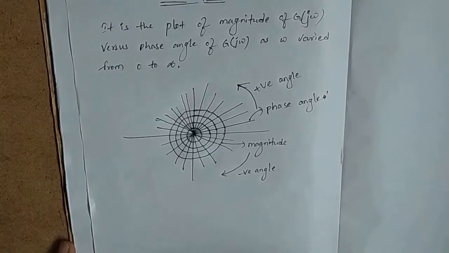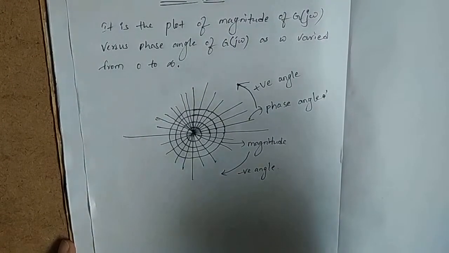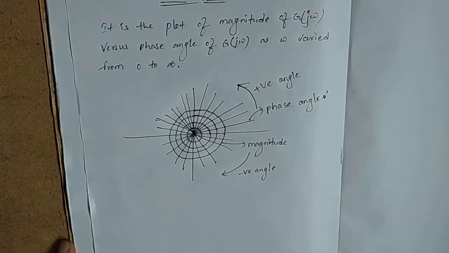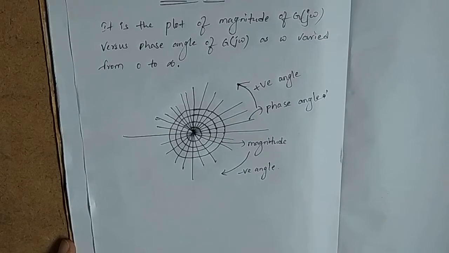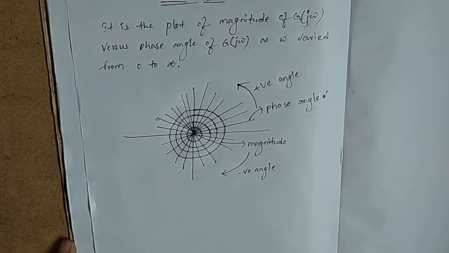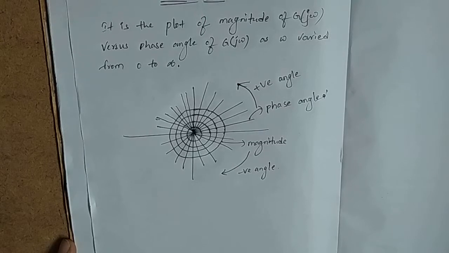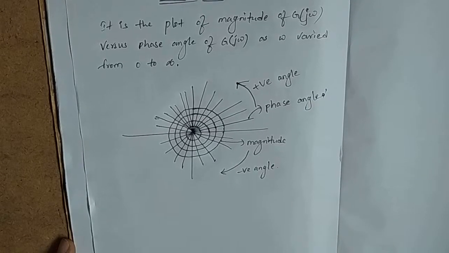For a minimum phase system transfer function with only poles, the type of the system determines the quadrant at which the polar plot starts, and the order of the system determines the quadrant at which the polar plot ends.